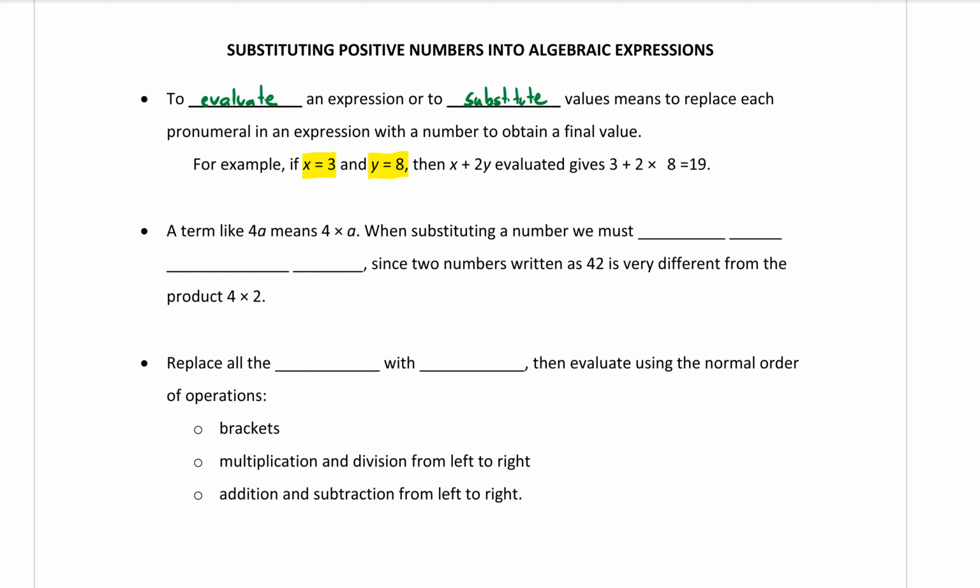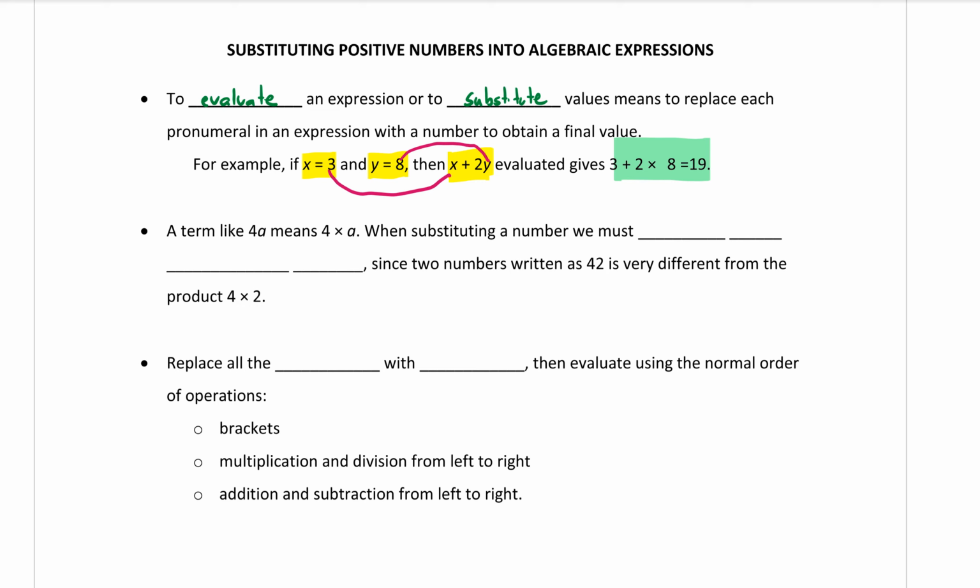If my expression is x plus 2y, I can put those values in that expression. I want to put that 3 in where the x is, and the 8, y is equal to 8, I want to put that in where the y is. So that is then going to become what is written down here at the end. Instead of x, I now have 3 plus.